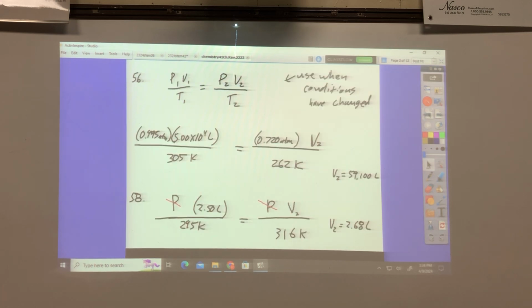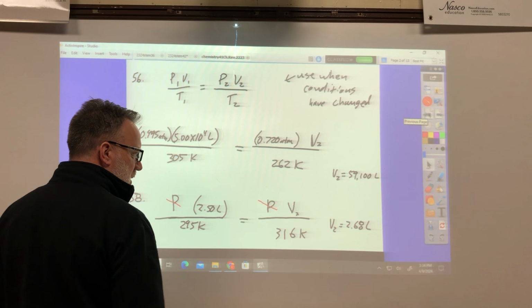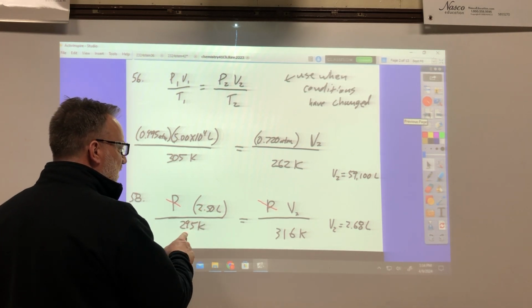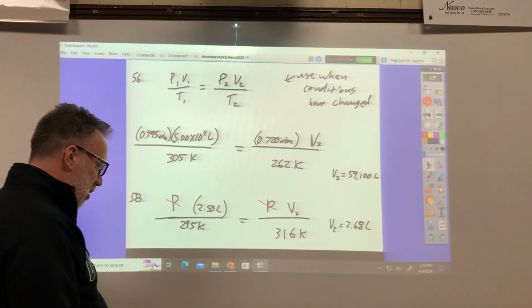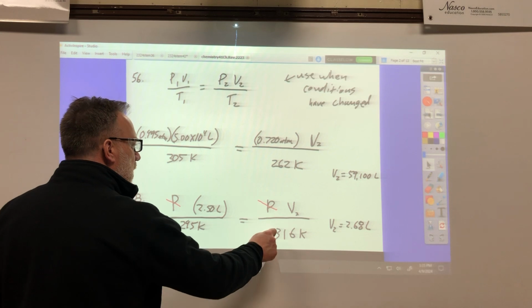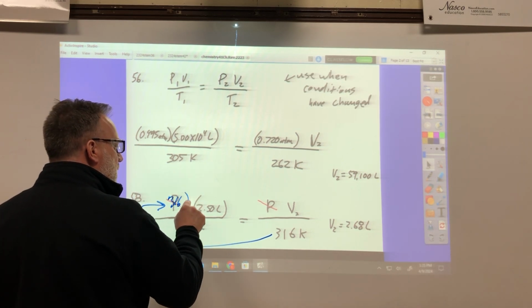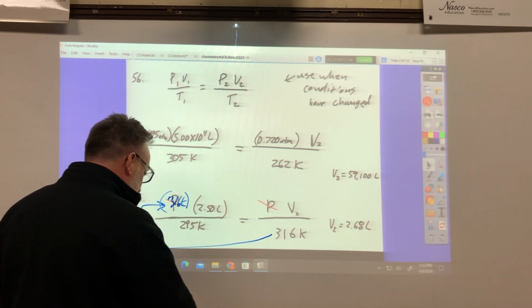Okay, so in that case, on 58, if the pressure stays constant, it cancels. And the temperatures are 2.50 liters, 295 Kelvin, and 316 Kelvin. You're going to bring this up here, out of the denominator, multiply it here. Multiply those two, divide by 295, you get 2.68. Next.